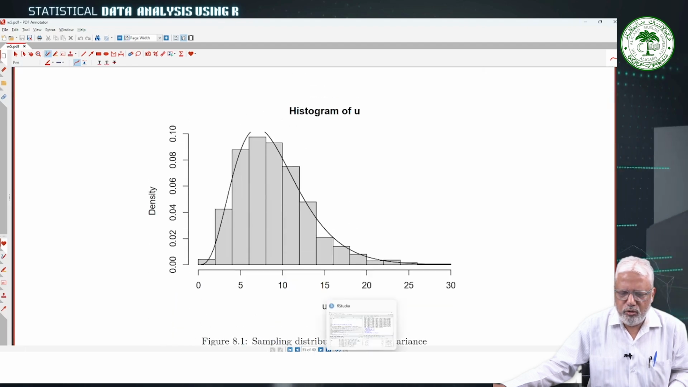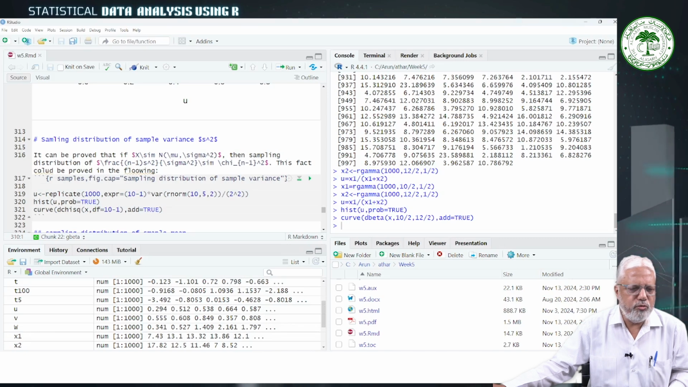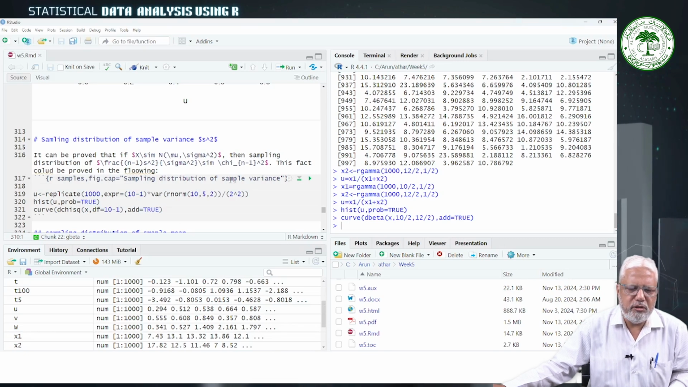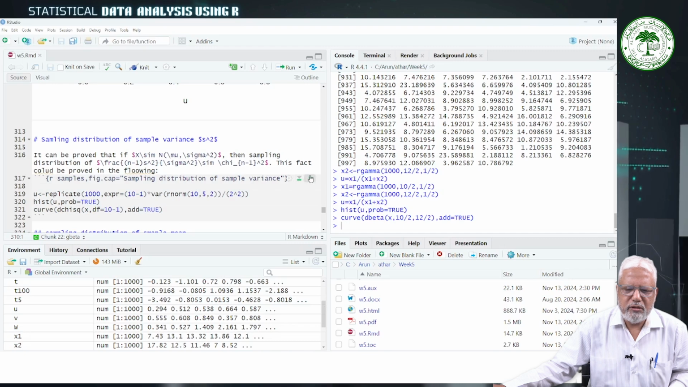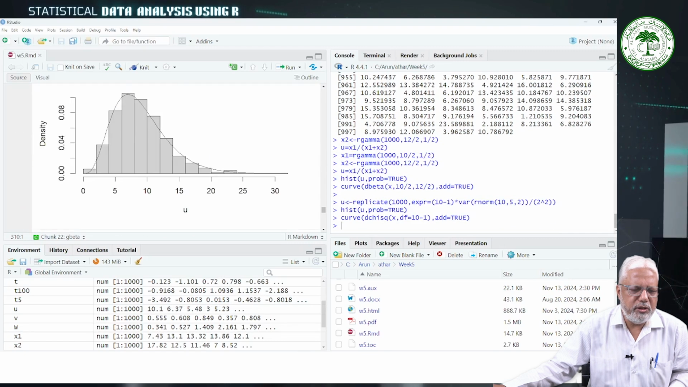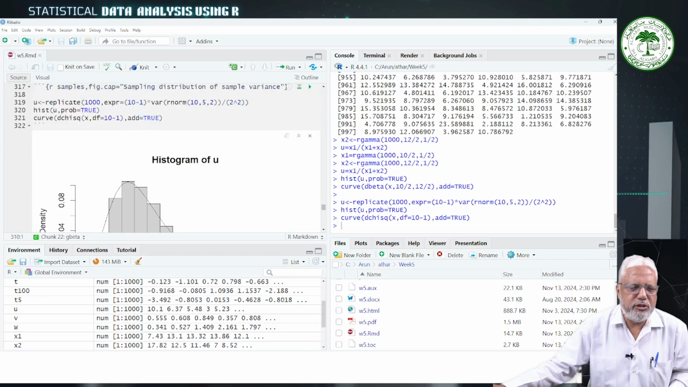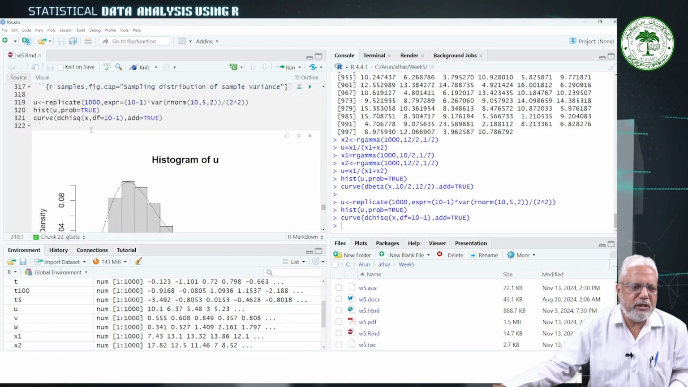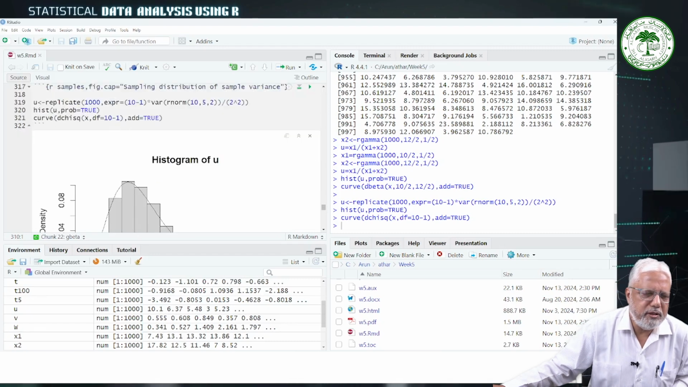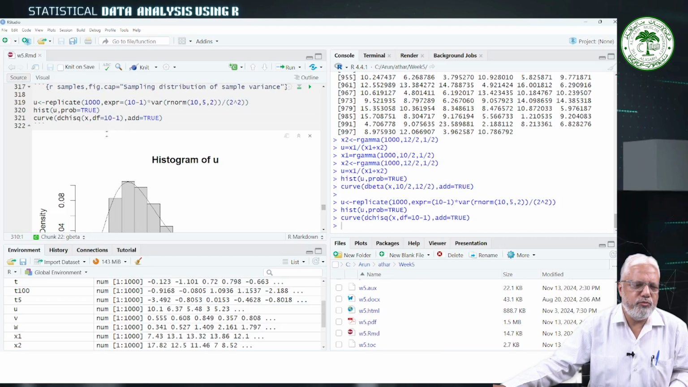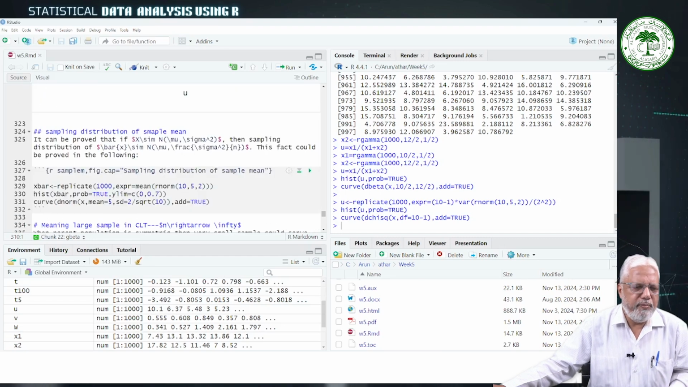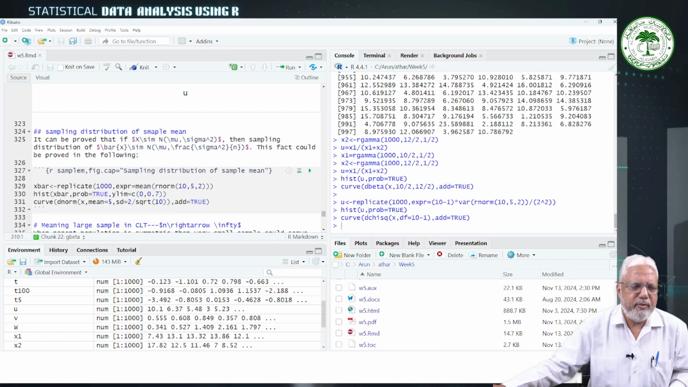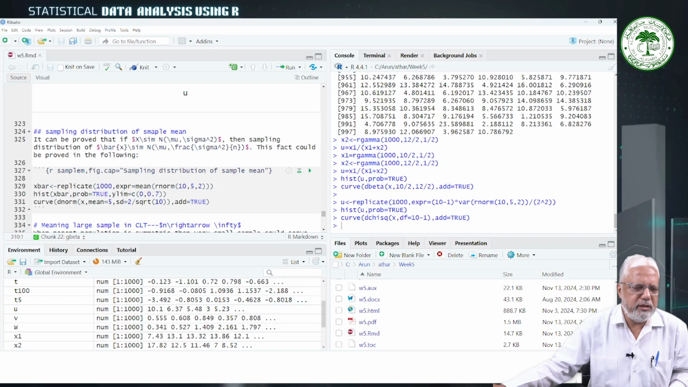And if we go into the sampling distribution section, we can run these results. See, this is the result of the sampling distribution of variance, which is nothing but chi square with 9 degrees of freedom. So, this is the histogram, and this is the curve, DF 10 minus 1. And about the sampling distribution of the mean, we have already run these results.